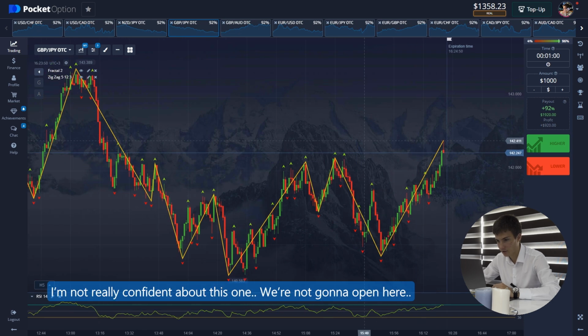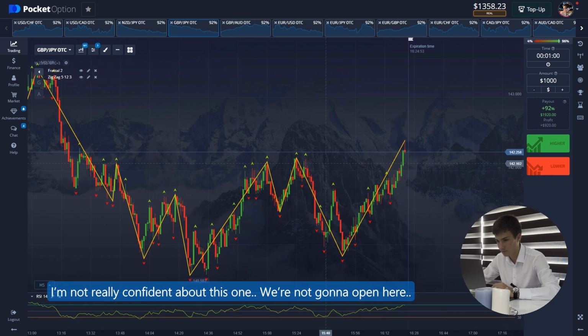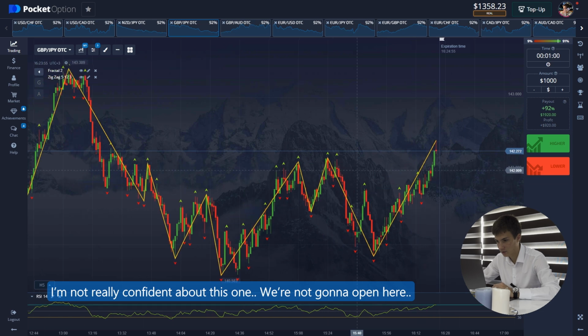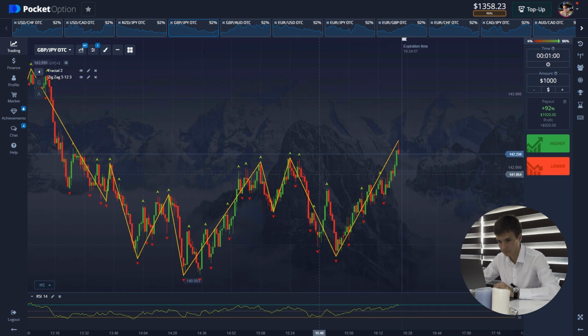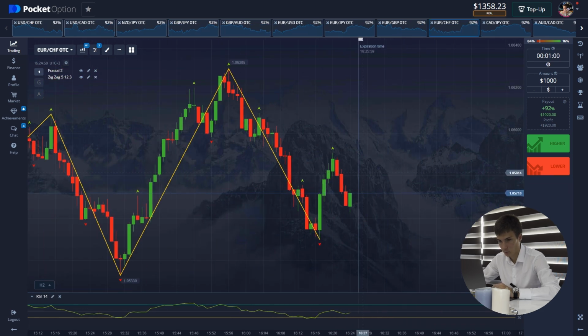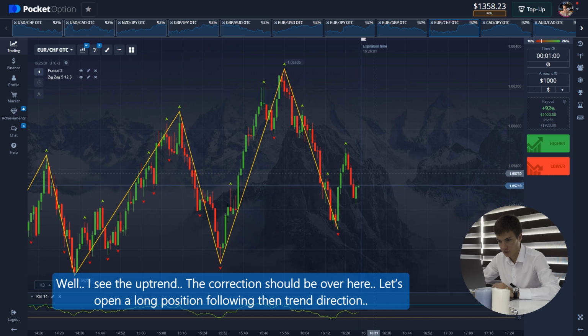However, I'm not really confident about this one. They are not going to open here. Well, I see the uptrend. The correction should be over here. Let's open a long position following the trend direction.